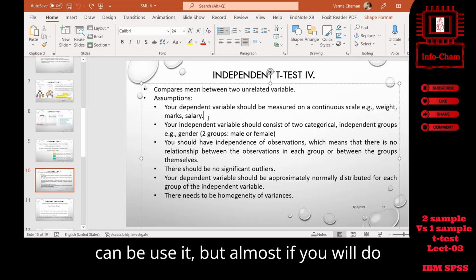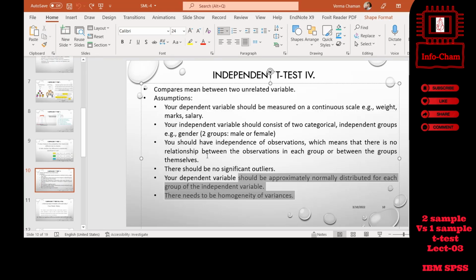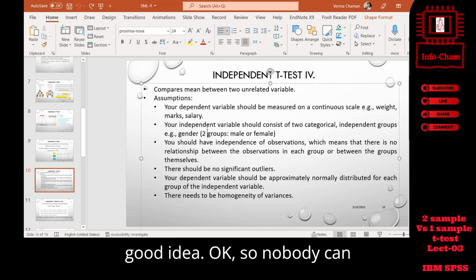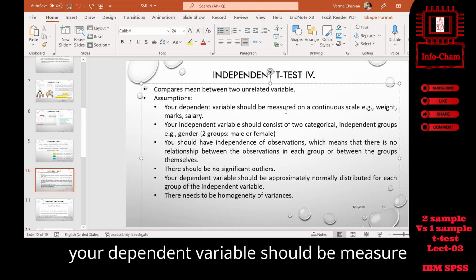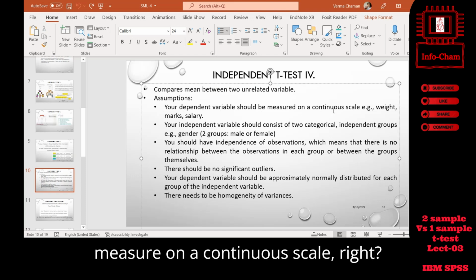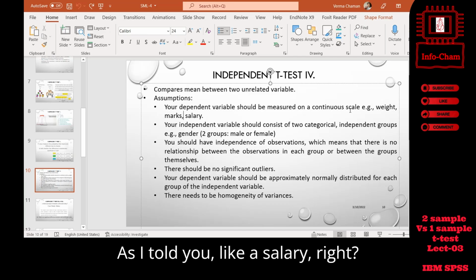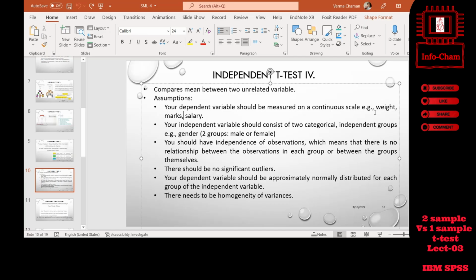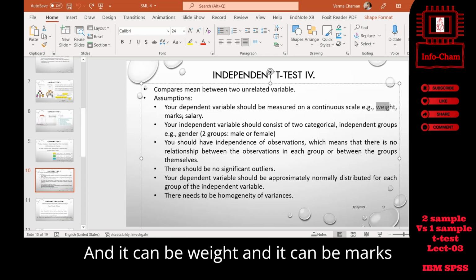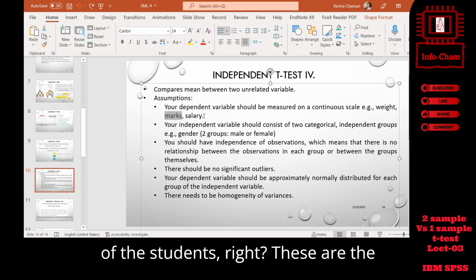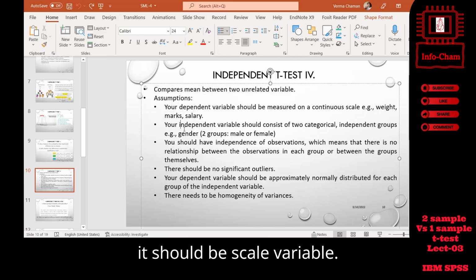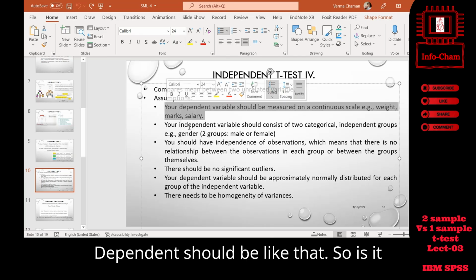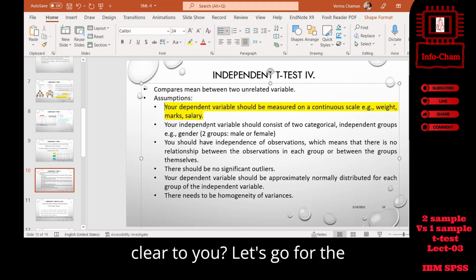Otherwise some can be used, but if you follow all the rules, it will be a very good idea. Okay, so nobody can challenge you. I think it is good. So your dependent variable should be measured on a continuous scale, right? As I told you, like a salary, and it can be weight, and it can be marks of the students. These are continuous values, right? It means to say it should be a scale variable. Dependent should be like that. So is it clear to you? Let's go for the next.